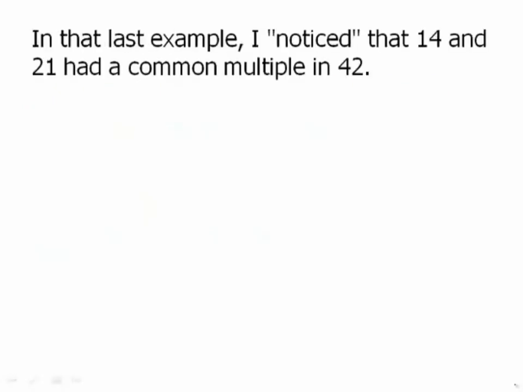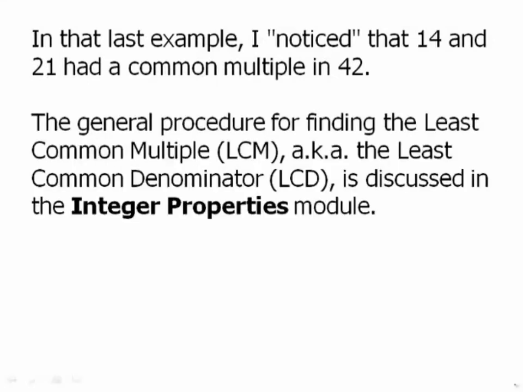In that last example, I quote-unquote noticed that 14 and 21 had a common multiple in 42. And this may be discouraging. You might think, oh gee, I have to notice these things. What if I don't notice them? Well, it turns out there's a general procedure for finding the least common multiple of two numbers. This is also known as the least common denominator. This is discussed in the integer property module. So once you get to the integer property module, you'll be able to do this procedure and find the least common denominator of any two numbers.